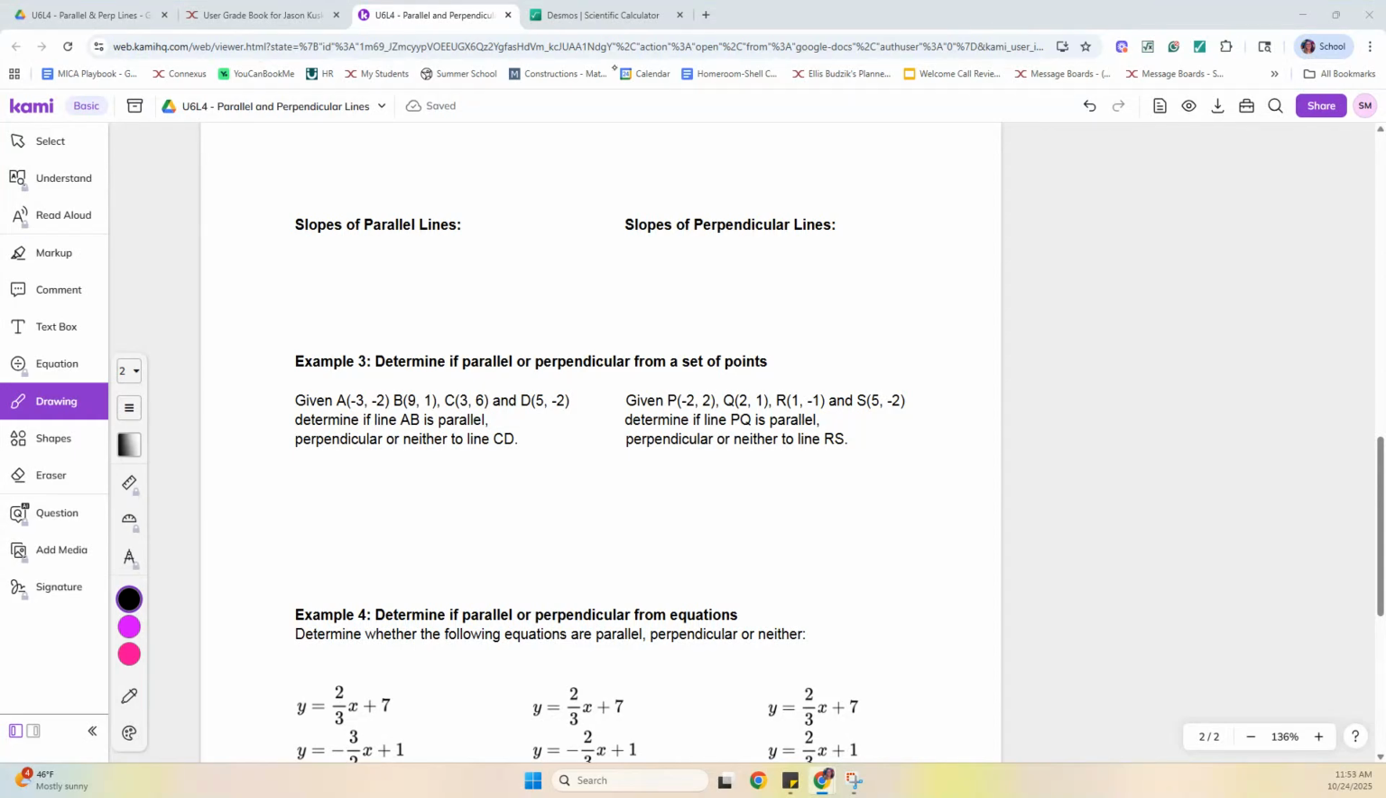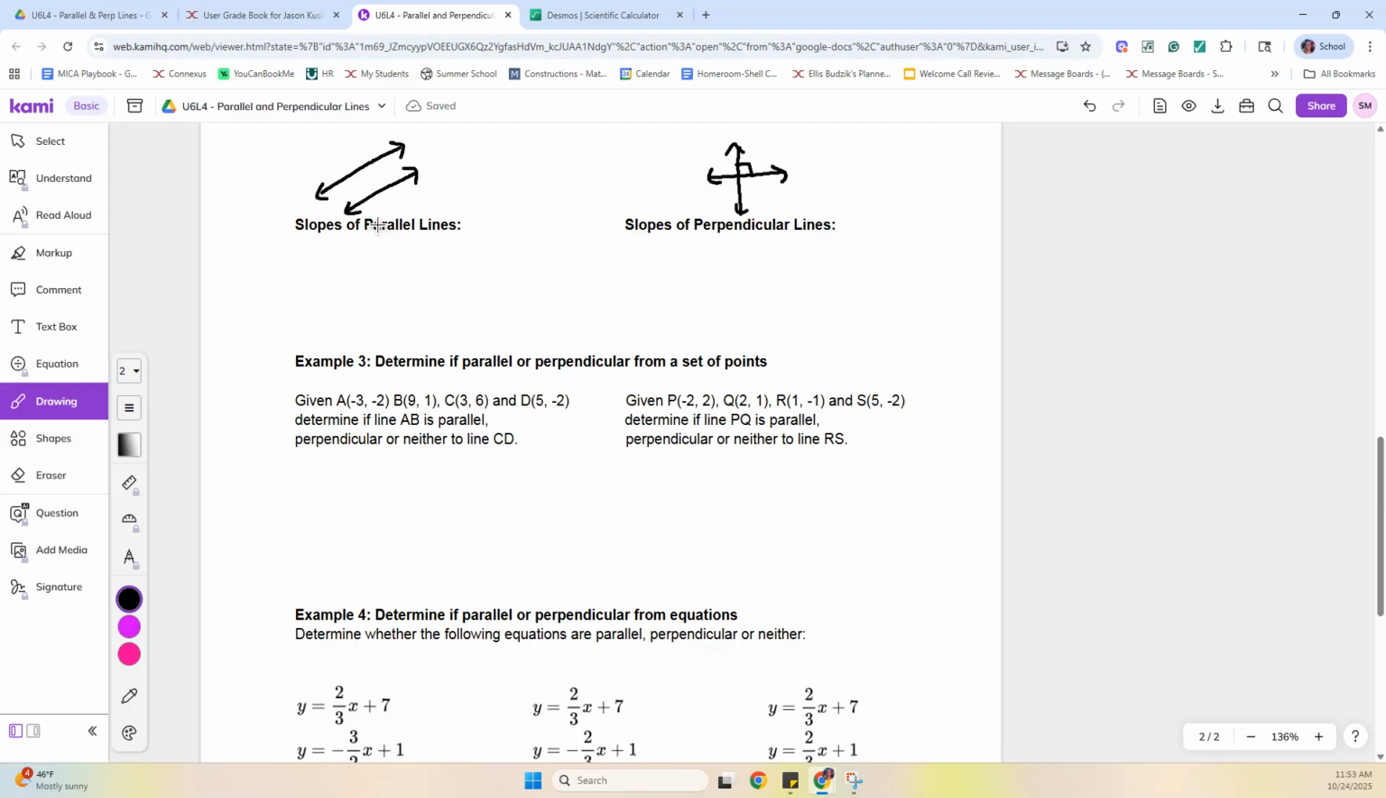All right, so now we're going to talk about parallel and perpendicular slopes. Parallel lines are lines that basically never touch. They never intersect. They're two lines that will never cross each other, never intersect, never touch. Those are parallel. Perpendicular lines cross at a 90-degree angle, so they form 90 degrees at the center.